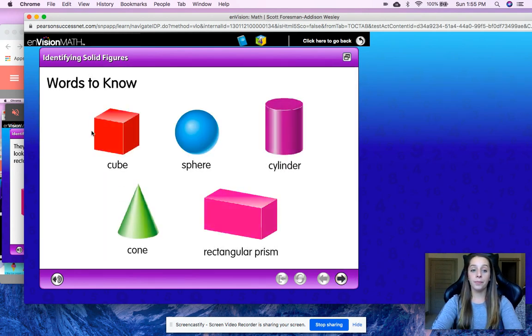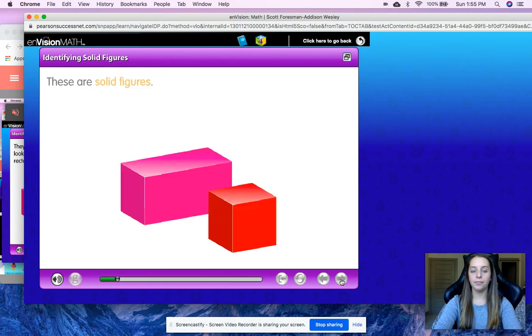Our words to know: cube, sphere, cylinder, cone, rectangular prism. These are solid figures.